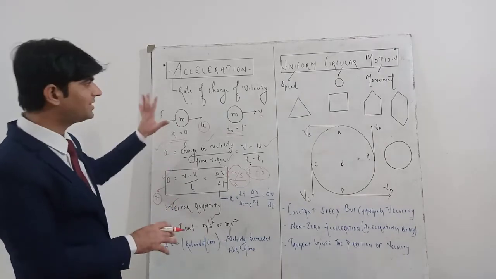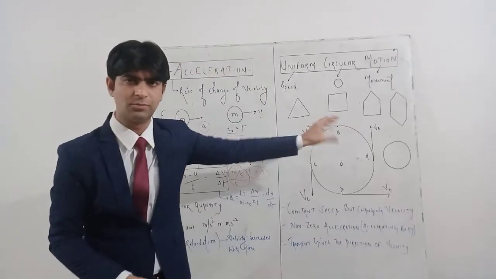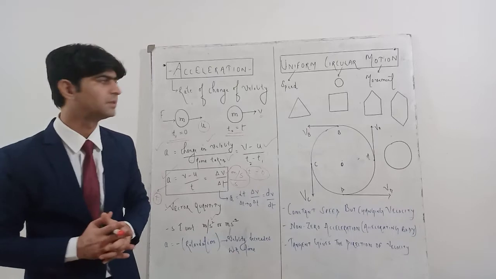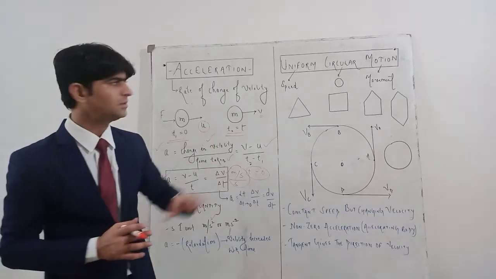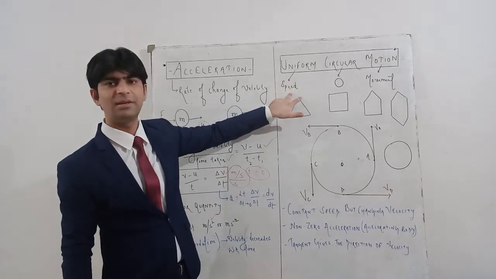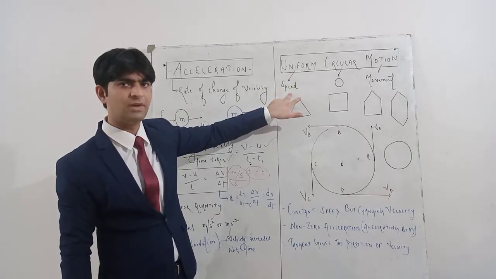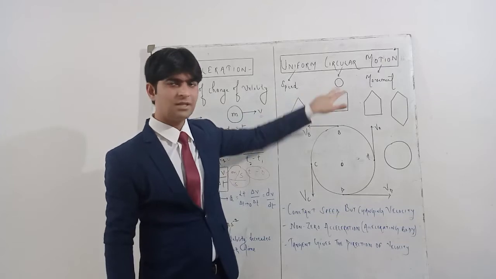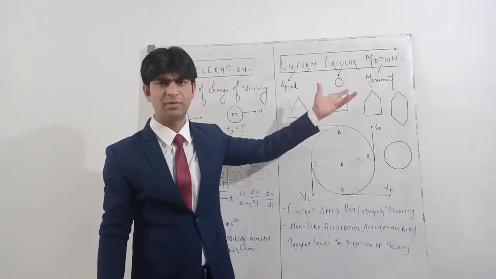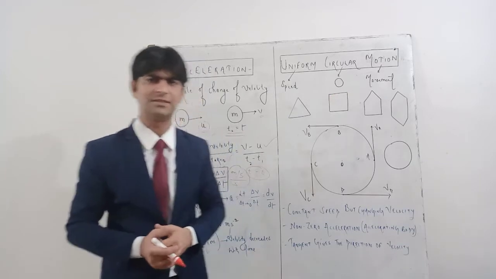Now I am going to relate this acceleration with uniform circular motion. Today we will discuss uniform circular motion also in this lecture. Now what is uniform circular motion? The term uniform indicates that speed will be constant. Circular means the body will move in a circular track. Motion, you know it very well, is the movement of a body.